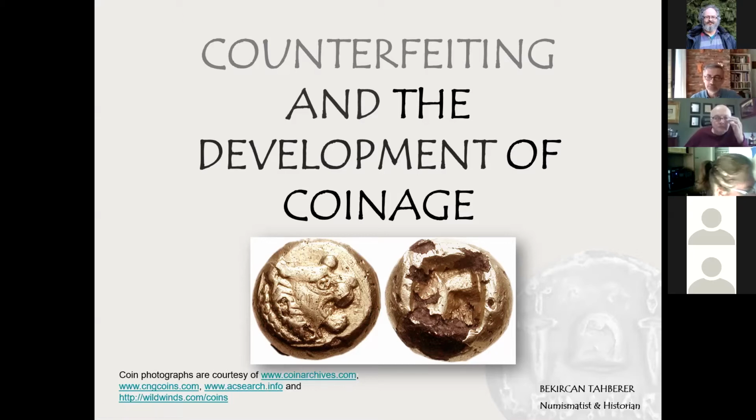Again, as Julian mentioned, this is the second presentation in the series Introduction to Ancient Coinage. It comprises 7 presentations. The first one was pre-coinage economies and the development of coinage. Now we're talking about counterfeiting. And then there will be the archaic period, classical period, Hellenistic period, Roman period, and late Roman period in the series.